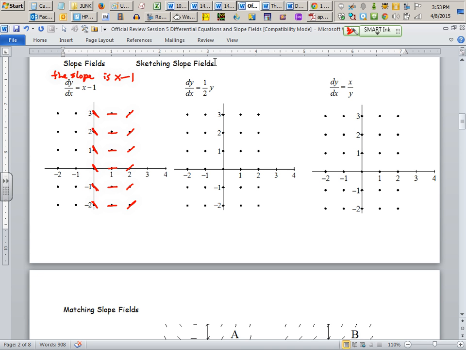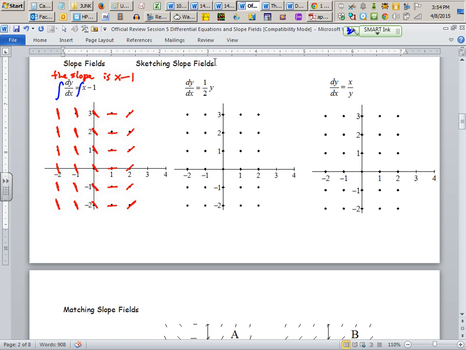When x is negative 1, the slope is negative 2. Just do your best. When x is negative 2, the slope is negative 3. So these are getting really steep. And it's getting tempting to get sloppy here. That's the slope field.